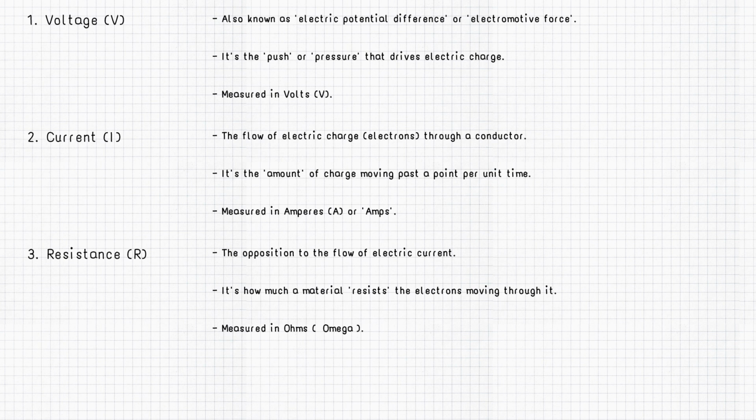Resistance is simply the opposition to the flow of electric current. It describes how much a material resists the movement of electrons, and it is measured in ohms.